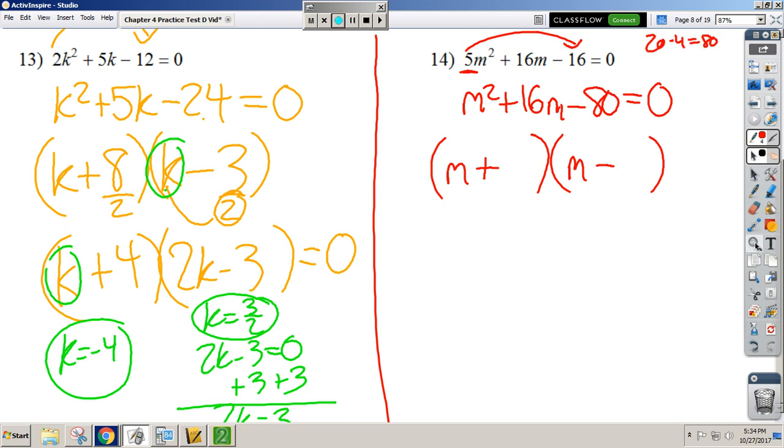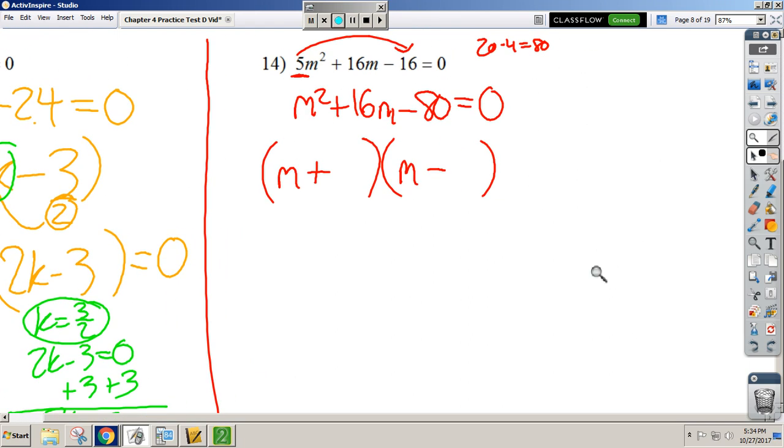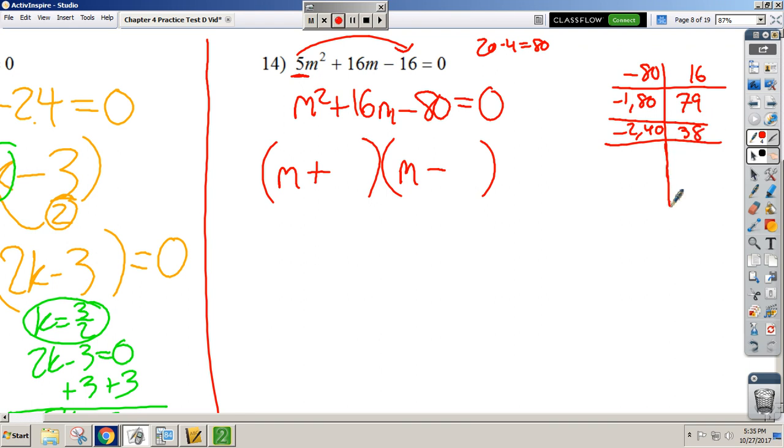By the way, if you can't just tell off the top of your head, and many times you can't, what you can do is just make a table and just go down the line. Just come up with numbers that multiply to 80. So negative 1 plus 80 adds to 79. Negative 2 times 40, negative 2 plus 40 adds to 38. 3 doesn't go into 80, but 4 does. Negative 4 plus 20 adds to 16, and that's the number that we were looking for. So that's going to be plus 20 minus 4.